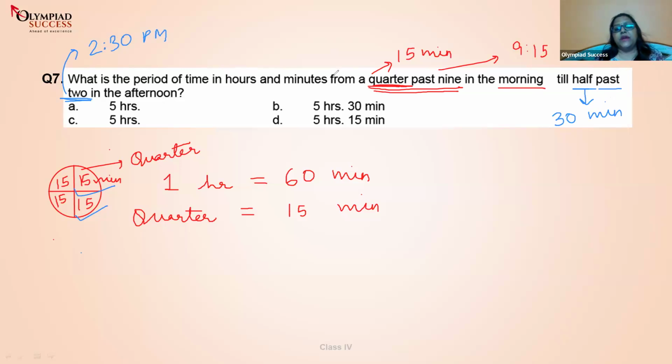Now you have to find out the time duration from 9:15 to 2:30. How many hours do we have and how many minutes? So you can calculate it mentally. See, this time over here is given as 9:15.